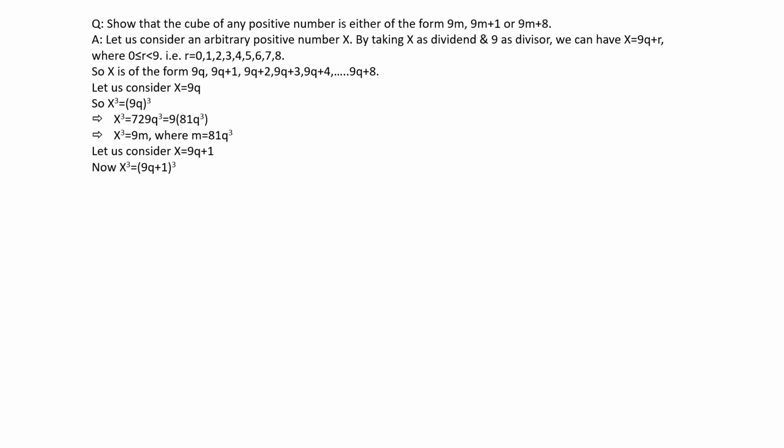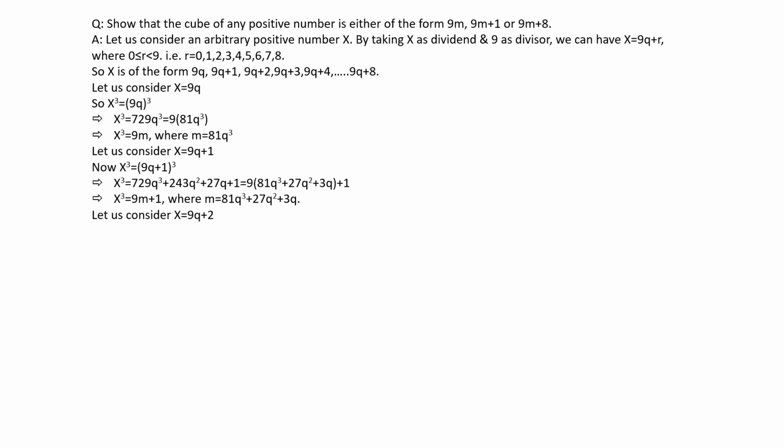Now x cube equals 9q plus 1 whole cube, which is nothing but 729 q cube plus 243 q square plus 27 q plus 1. Or if we take 9 common, we can write it as 9 into bracket 81 q cube plus 27 q square plus 3q bracket ends plus 1. Or it can be written as x cube equals 9m plus 1, where m equals 81 q cube plus 27 q square plus 3q.